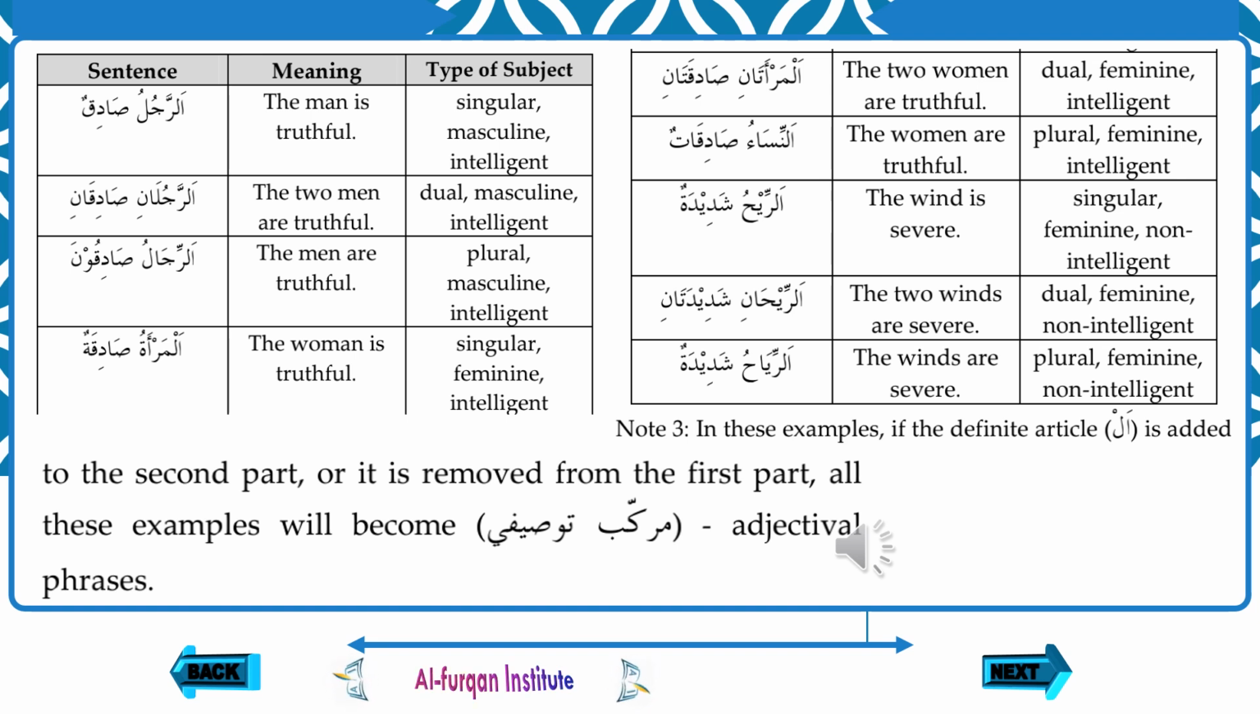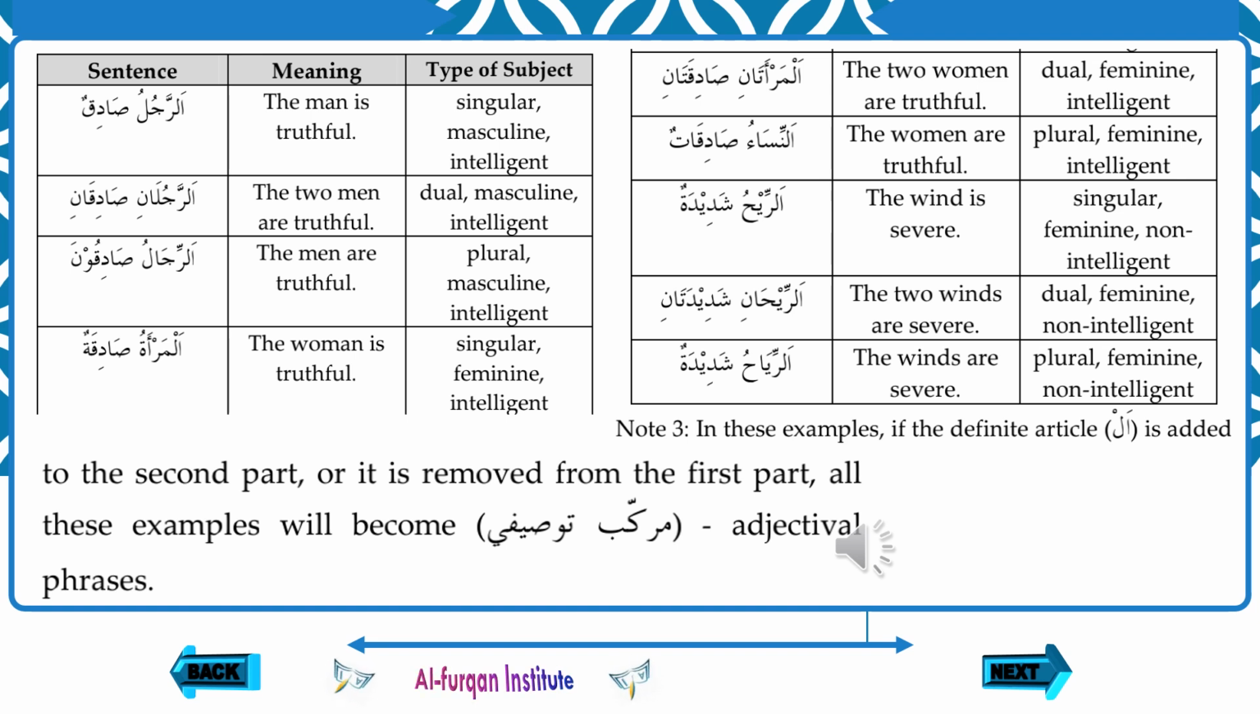We have ar-rajulani sadiqani, the two men are truthful. They are both dual, masculine, and intelligent. Ar-rijalu sadiqun, the men are truthful, plural, masculine, intelligent. They are all complete sentences.